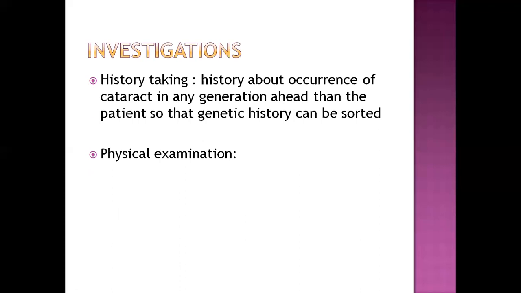Investigation for cataract can be, first of all, history taking. History about occurrence of cataract in any generation. By making a family tree or genogram, we can find out who else in the family had cataract before. After that, physical examination, which includes eye examination. A visual test can be performed using Snellen's chart, or inspection of the eye. Which part of the lens is cloudy, which part is discolored, can be found out through inspection.